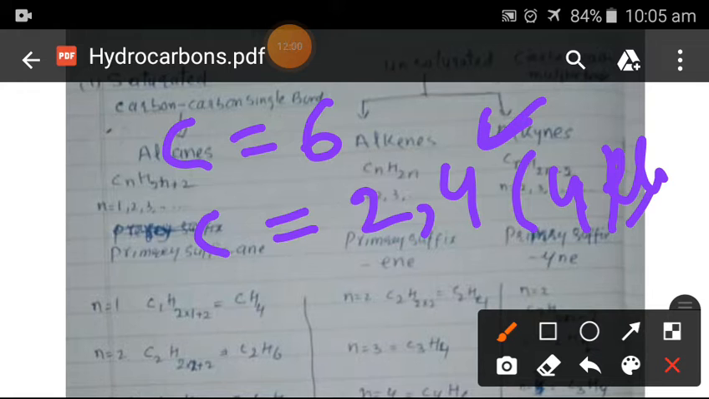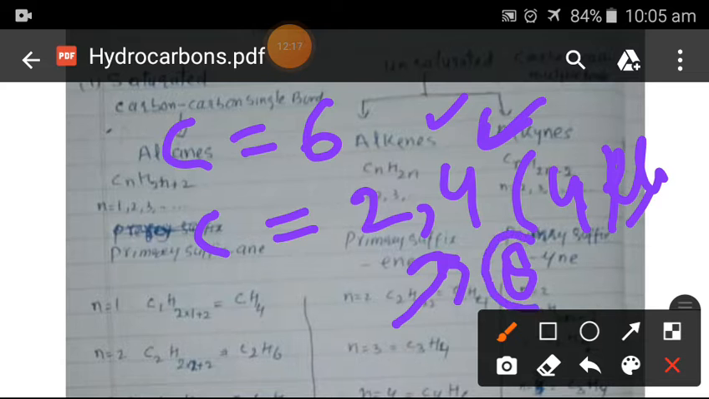But in order to get stable, or to complete its octet, it may either lose these 4 electrons or gain another 4 electrons. Octet means the last shell must contain 8 electrons. So when there are 8 electrons in the valence shell, it becomes stable.